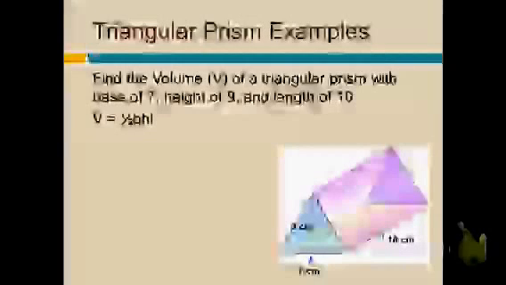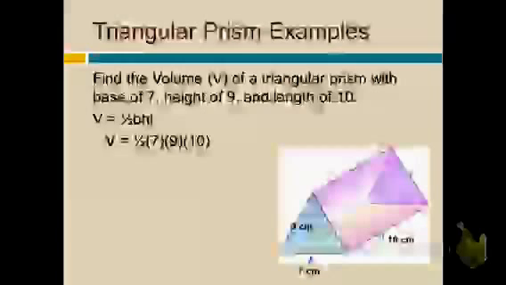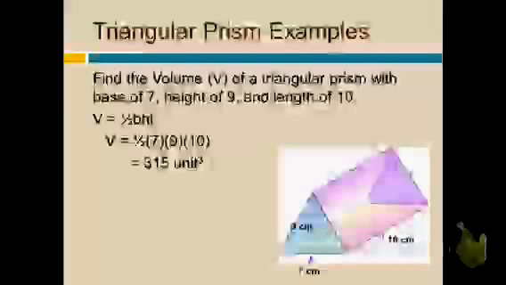To find the volume of the same shape, we use the formula volume equals 1/2 the base times the height times the length. When we substitute 7, 9, and 10 accordingly, we simplify and find we have a volume of 315 units cubed.